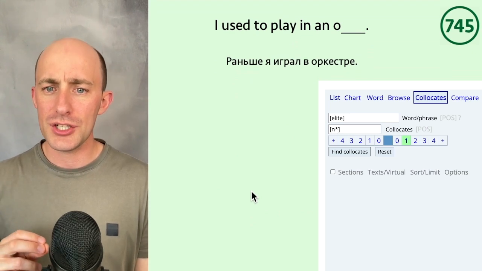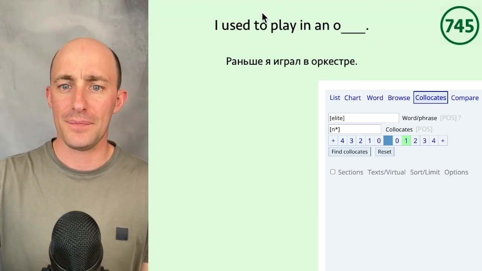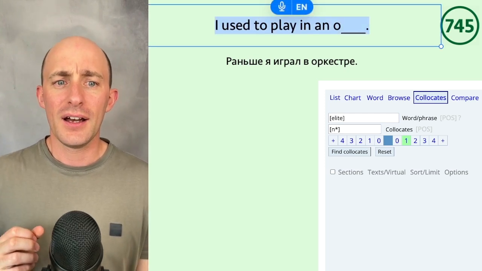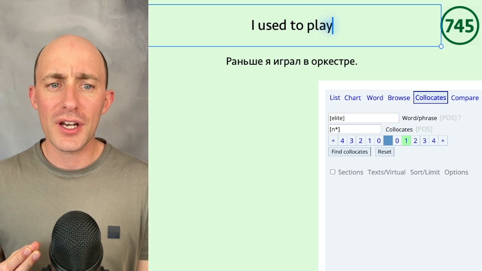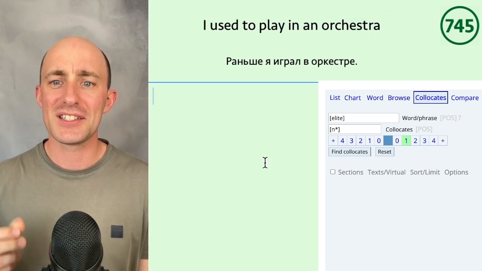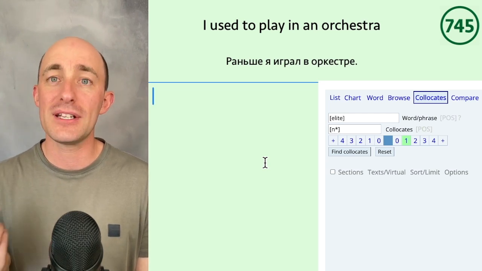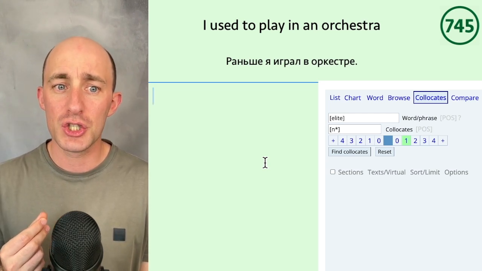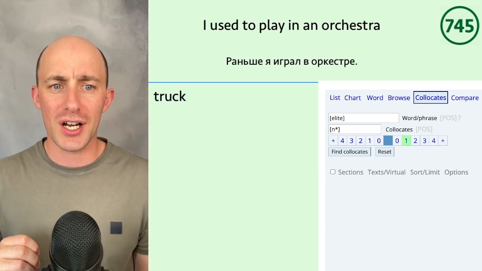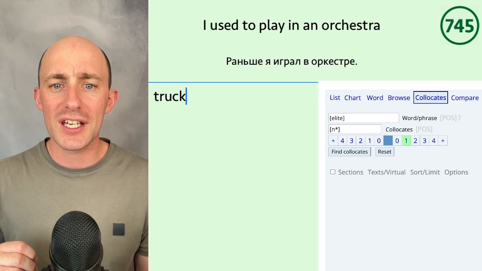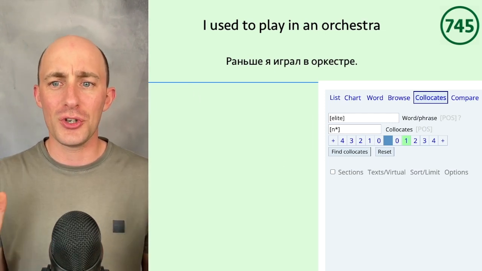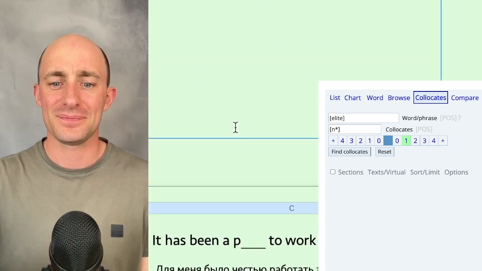Next. Раньше я играл в оркестре. Оркестр is an orchestra. I used to play in an orchestra. Orchestra. At the end we got a T-R-A. Remember T-R is pronounced ch, tr, tr. So you get the same sound you get in truck. Orchestra. I played in an orchestra.